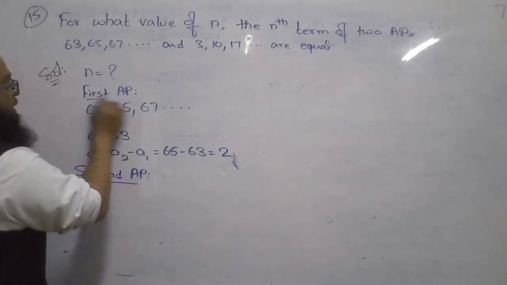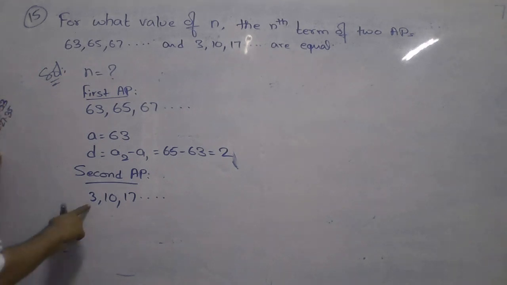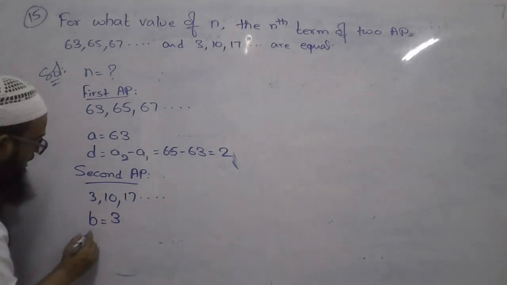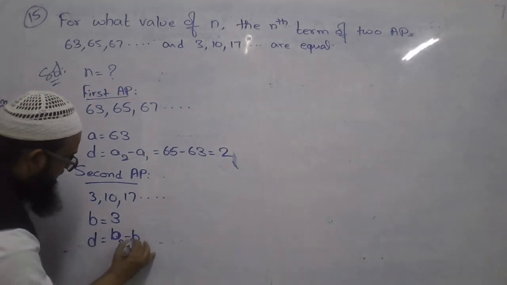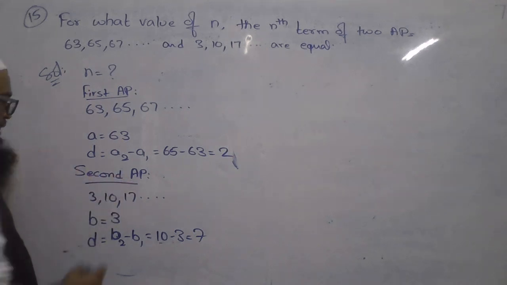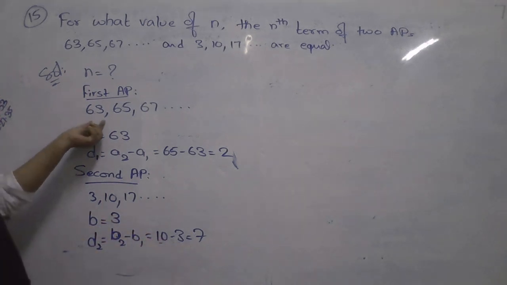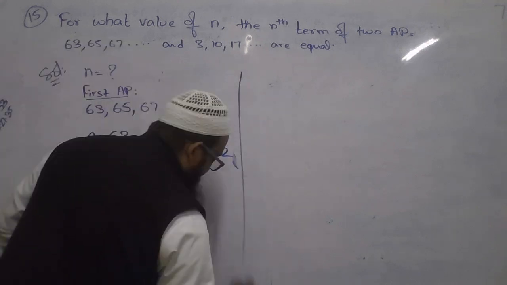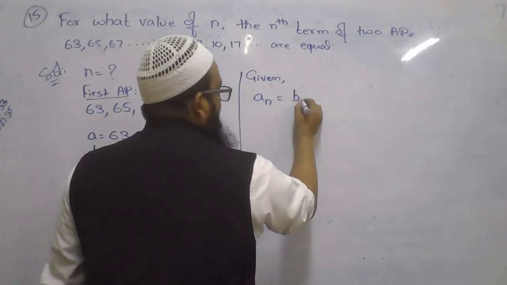Let me write it. It is 3, 10, 17, and so on. See, what is the first term? Since I have written the first term as small a, can I use small b here? b is equal to 3. b means first term. And what is the common difference? 10 minus 3, so B2 minus B1, which is equal to 10 minus 3, that is equal to 7. So the common difference of AP2, let me write this as D1 and this as D2. So D2 is equal to 7. So that means the nth term of the first AP is equal to the nth term of the second AP, right?